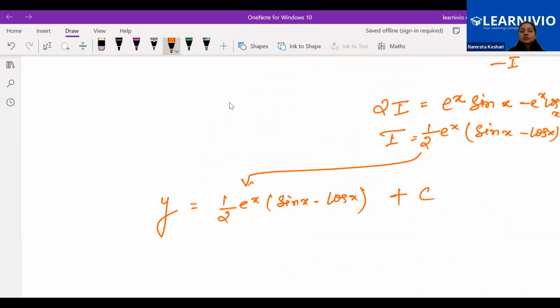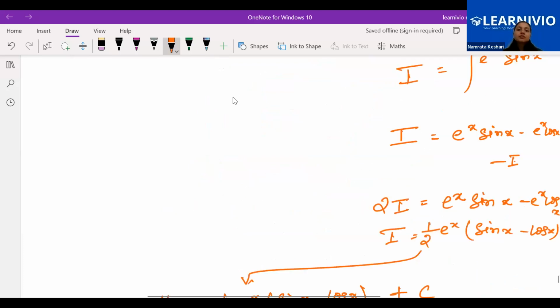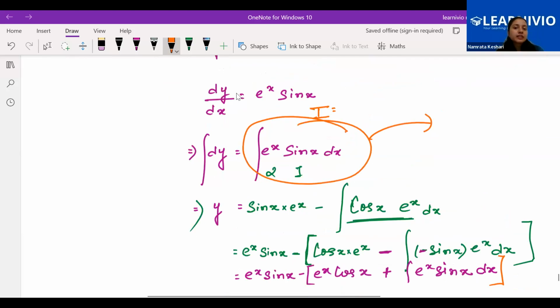plus constant of integration. Whenever we are having such a function, e to the power x sin x or e to the power x cos x, definitely we are going to get this. This is such a famous question from integration by parts concept. Every time we have to apply by parts, and you will just get the loop which will keep on coming again and again, you will be getting the same thing. So you have to understand that you have to take a pause here.